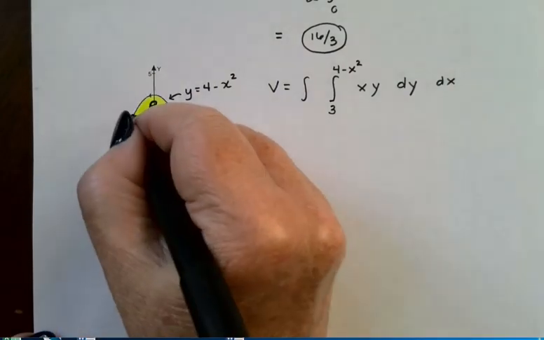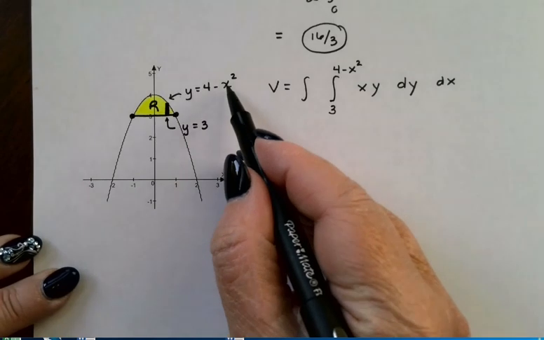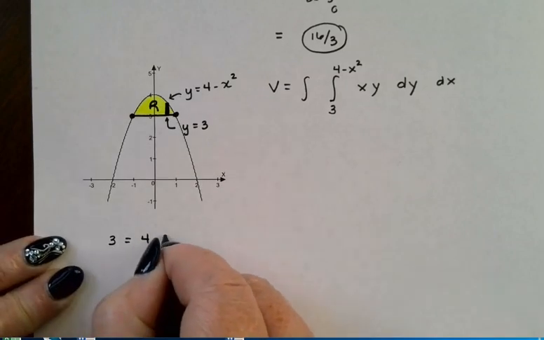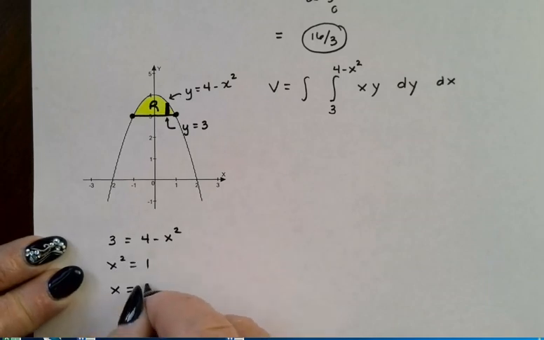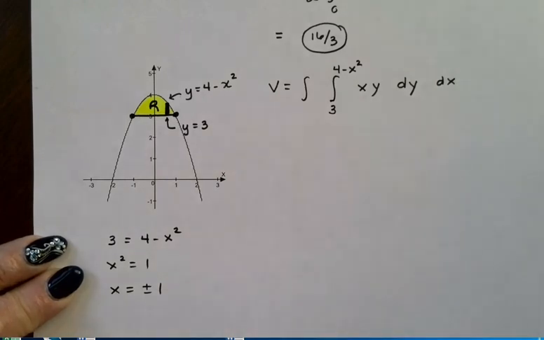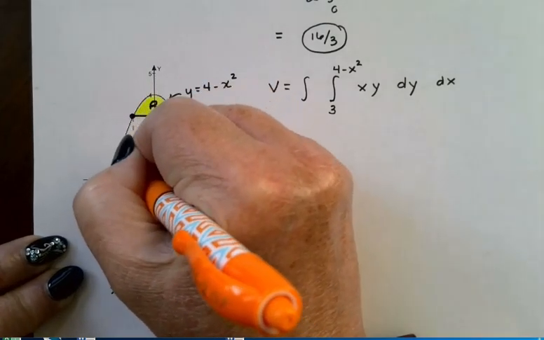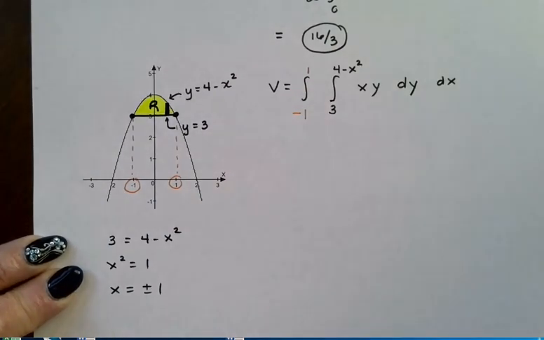And then for the dx, I need to know these intersection points, these x values. You can probably predict them just by looking at the graph, but I'll also remind you that to get those intersection points, you can either graph these two functions, y equals 3 and y equals 4 minus x squared on your calculator, or you can simply set them equal to one another, which is what I'm going to do. That's going to give me x squared equals 1, and x equals plus and minus 1, which certainly seems reasonable when I look at my picture here. So my x limits of integration go from -1 to +1.